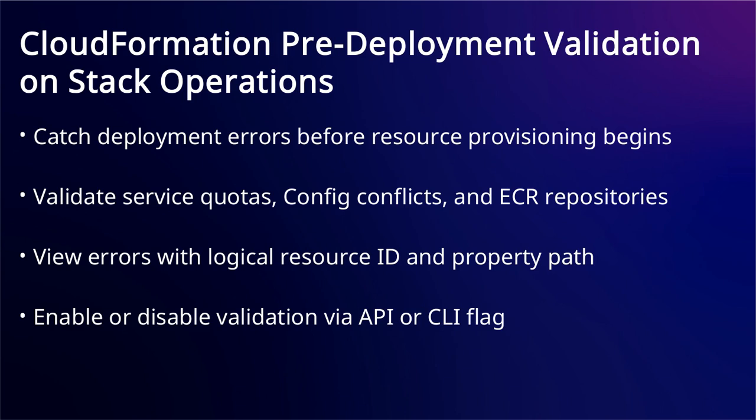You can validate service quotas, config conflicts, and ECR repositories through 3 new checks that warn about quota limit exceedances, config recorder conflicts, and ECR repositories with remaining images. You can view errors with logical resource ID and property path using the Describe Events API, or the CloudFormation Console's Deployment Validations tab to pinpoint issues. You can enable or disable validation via API or CLI flag, as it runs by default on all operations with the option to skip using the disable validation parameter or disable validation flag when needed.